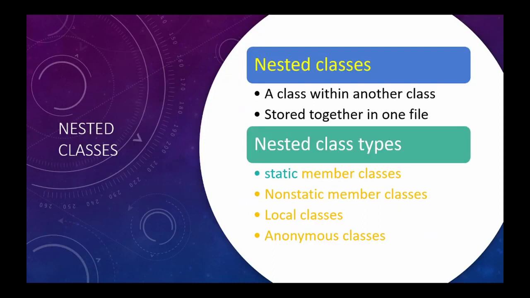Nested classes are classes within other classes. They're all saved within one file, and you call the outermost class the top-level class. There are 4 types of nested classes. A static member class has access to all the static methods of the top-level class. A non-static member class, in other words the inner class, requires an instance, but it also has access to all the data and methods of the top-level class. Local classes are local to a specific block of code only. And finally, an anonymous class is just a class without an identifier or a name.